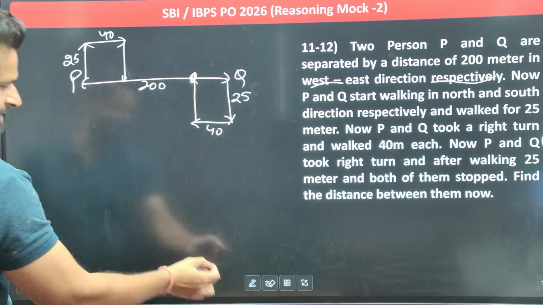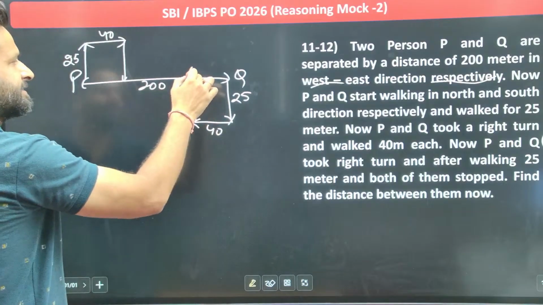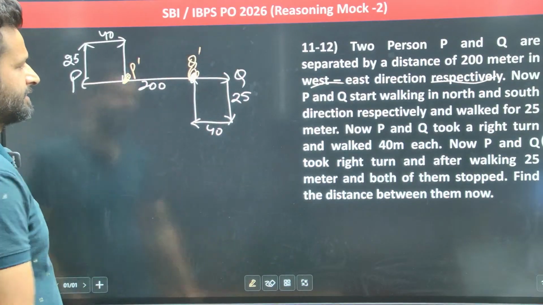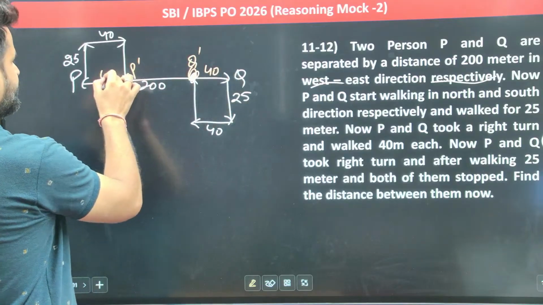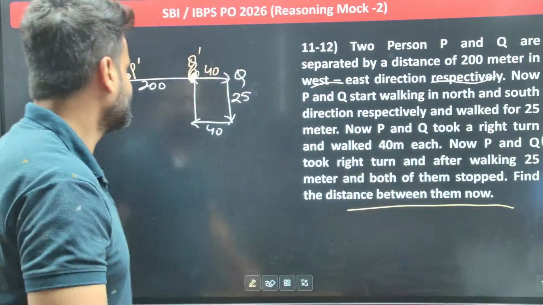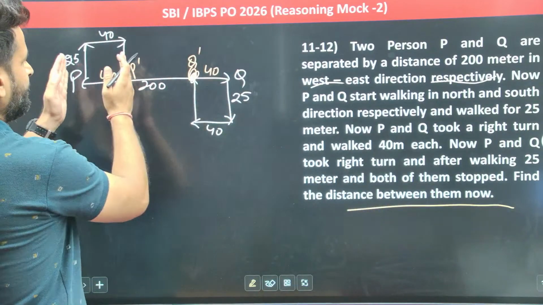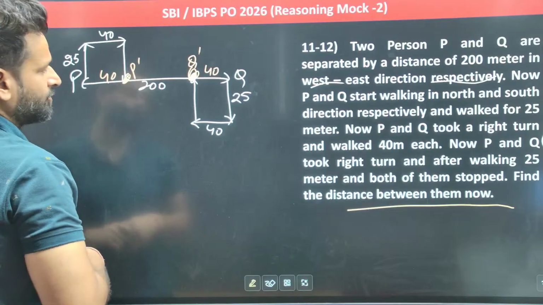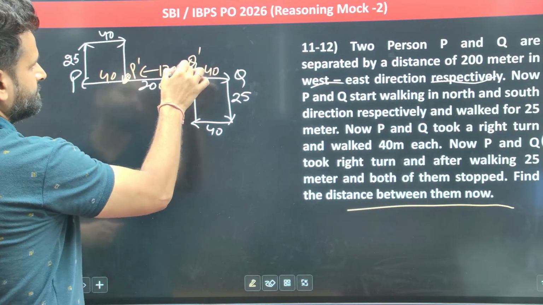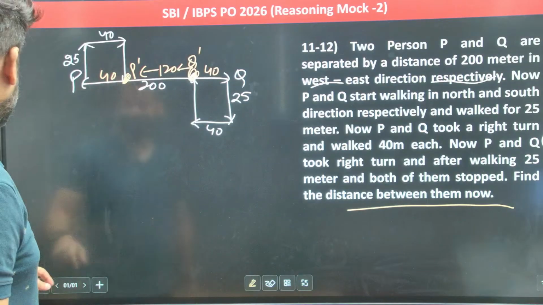So now these persons are at this place. This is P dash and this is Q dash. This distance is 40. This distance is 40. Now what is the distance between them? Very easy. This complete was 200. 40 on this side and 40 on this side makes 80. So 200 minus 80 is 120. 120. Easy.